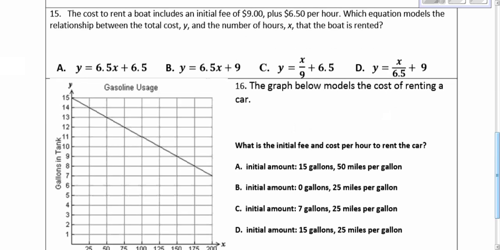The cost to rent the boat includes an initial fee of 9. So I could already eliminate A and C, because the initial fee of 9 would be the y-intercept, plus $6.50 per hour, so that's choice B.